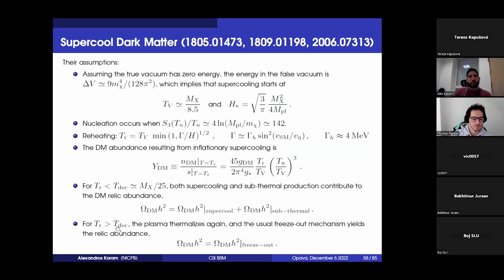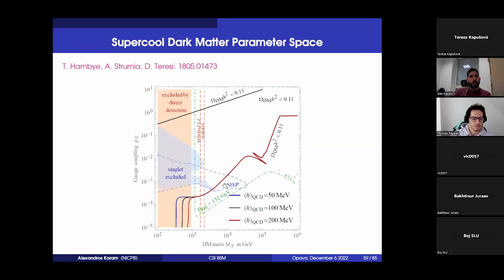While for reheating temperature above the decoupling temperature, the plasma thermalizes again, and the usual freeze-out mechanism yields the relic abundance. So in this paper, they distinguish these two cases, and they find this parameter space for their model. So this line corresponds to the usual freeze-out mechanism. However, see that here they assume Gx to go up to 10, which we cannot have since we have imposed the constraint that at mz Gx has to be smaller than 1.15, otherwise Landau poles arise. And this is the supercool plus subthermal production.